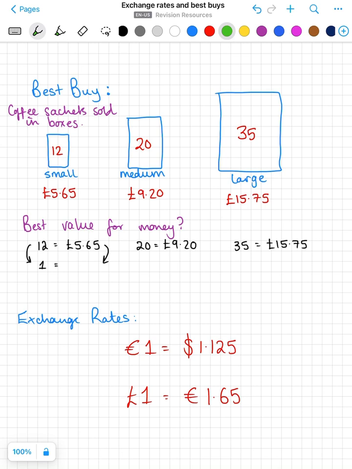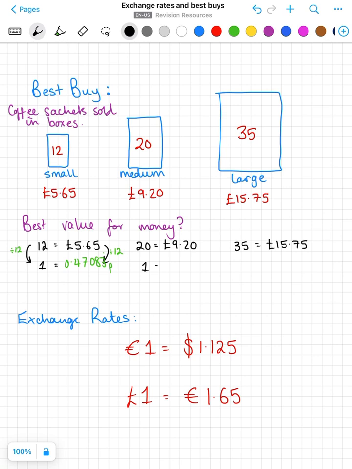If we know the cost of 12, if we divide that by 12, we work out the cost of 1. So we divide the cost by 12. So £5.65 divided by 12. That gives us 0.47... it was 0.47083 recurring pounds. Although money can only be to 2 decimal places, we're just going to keep the decimals for this example. And we're going to repeat for the 20 sachets and for the 35 sachets.